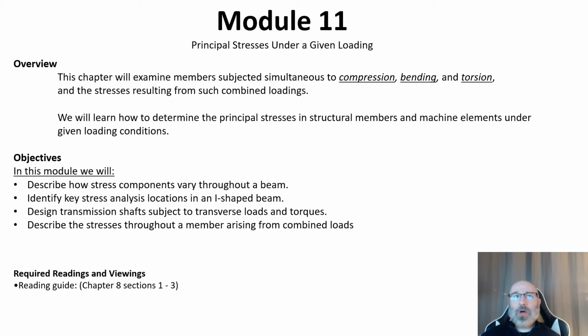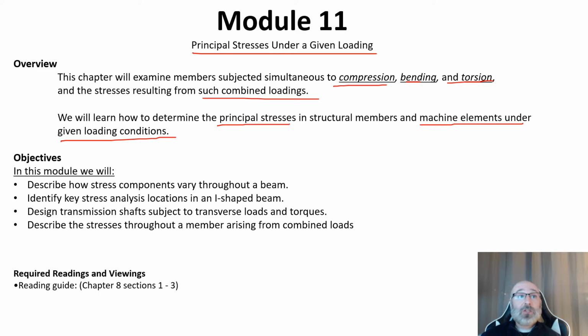So as we jump into our Module 11, we'll be taking a look at Chapter 8 in our textbook, covering the topic of principal stresses under given loading. Within this chapter, we're going to examine members that are going to be subjected to simultaneous compression, bending, and torsion. And we're going to take a look at the stresses resulting from these such combined loadings. We're also going to learn how to determine the principal stresses in structural members and machine elements under given loading conditions.